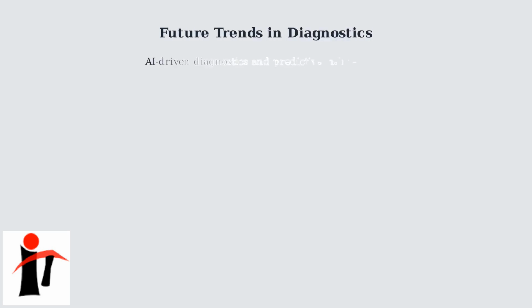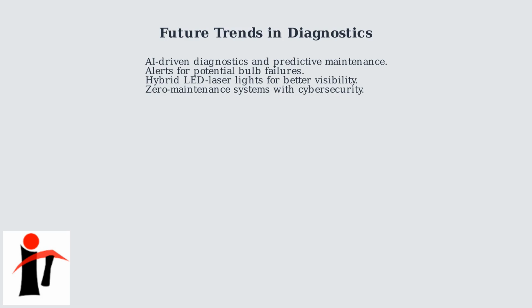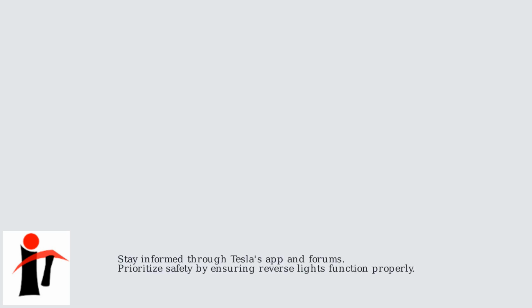Looking ahead, future trends include AI-driven diagnostics that will predict failures before they happen. Tesla is moving toward predictive maintenance, where the vehicle alerts you to potential issues with reverse lights. Additionally, advancements like hybrid LED laser lights will enhance visibility and safety. Expect zero-maintenance systems with improved cybersecurity to protect against hacks. In summary, stay informed through Tesla's app and owner forums. Always prioritize safety by ensuring your reverse lights function properly, as they are crucial for alerting others when backing up.